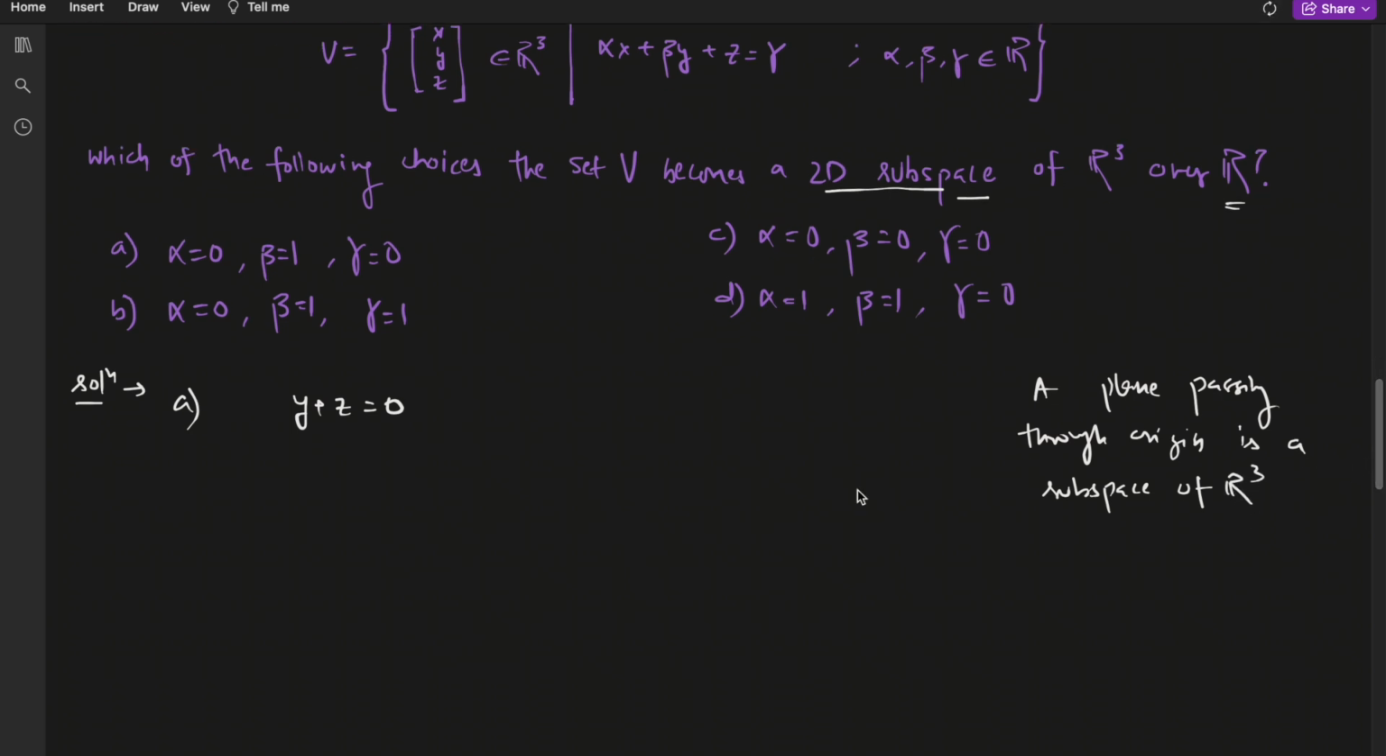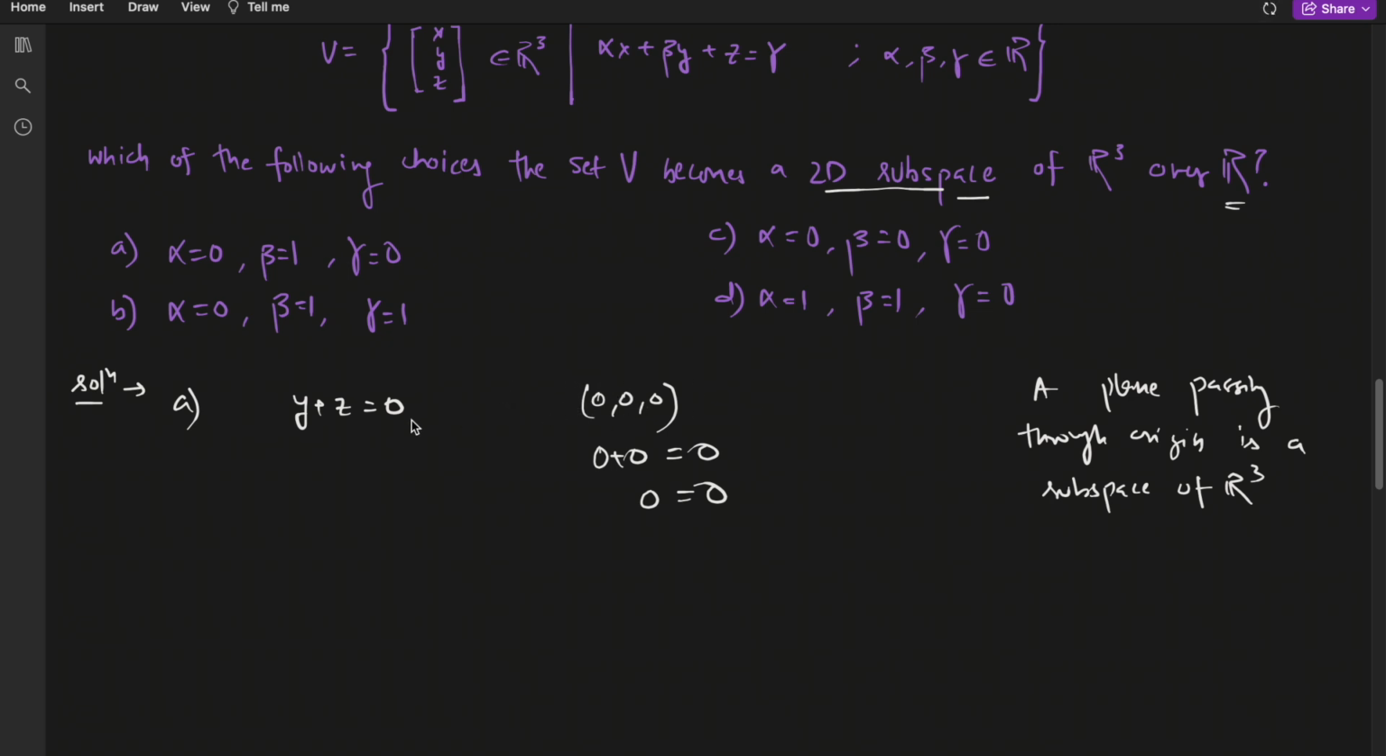All we need to check in this equation is whether it is a plane, and if so, whether it passes through the origin. First of all, it is a plane. It's an equation containing two variables, y and z. So it's a valid plane. But does it pass through the origin? Because we are talking about R cube, the origin is 0 comma 0 comma 0. Let's put this coordinate in this equation. So we get 0 plus 0 equal to 0. So 0 equal to 0.